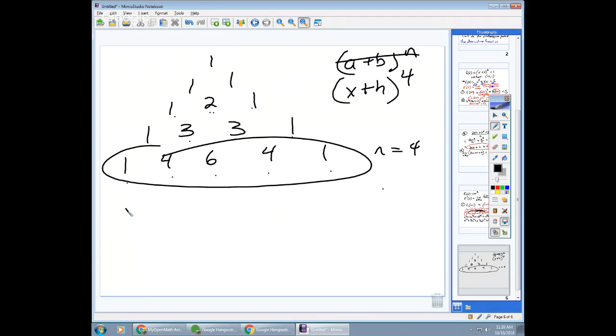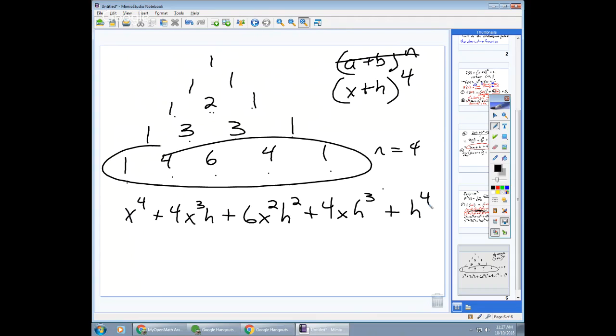So this means I would have 1x to the fourth plus 4, what's the next power of x? X to the third, and then the h's pop in, h to the first, plus 6, x squared, guess what h does? H squared, plus 4, what's the power of x? X to the first. Just x to the first, or x, what's the power of h? Third power. And then finally, I just have 1h to the fourth power. So that would be the expansion of x plus h to the fourth.